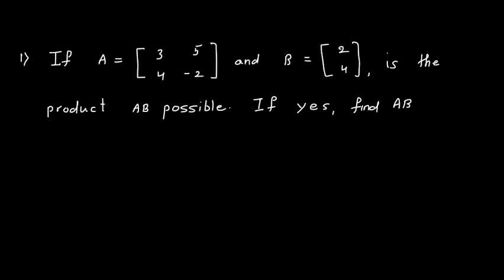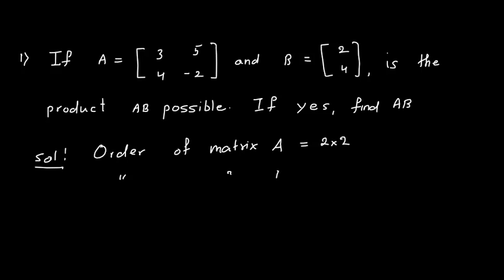If A is equal to [3 5; 4 -2] and B is equal to [2; 4], is the product AB possible? If yes, find it. So here we can see the order of matrix A is 2 cross 2, right? And similarly the order of matrix B is 2 cross 1.